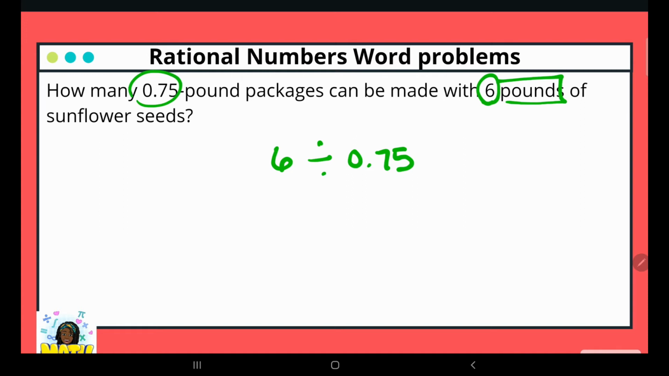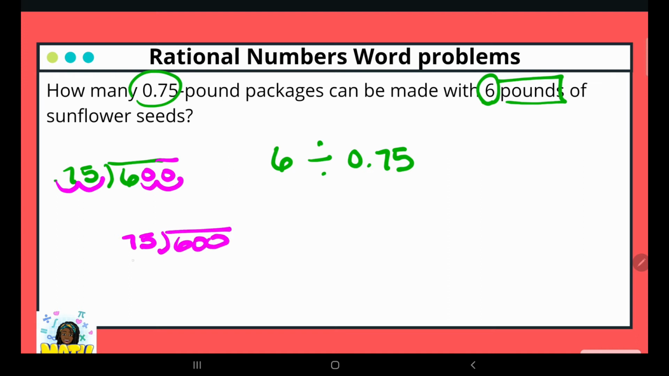So we're going to set up our division house. The divisor goes on the outside and the dividend goes on the inside. Whenever we're dividing by a decimal, we have to remember our concept of monkey see, monkey do. I want to convert this 0.75 to a whole number, and if I do that out there, I also have to do it on the inside. So now I'm working with 75 and 600.